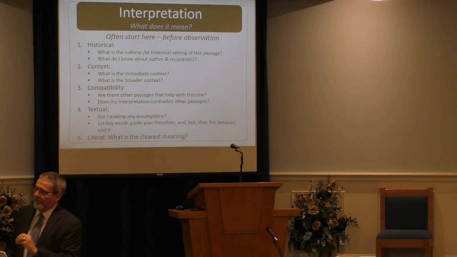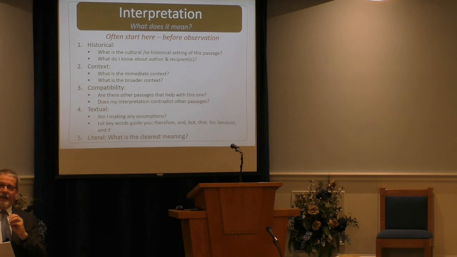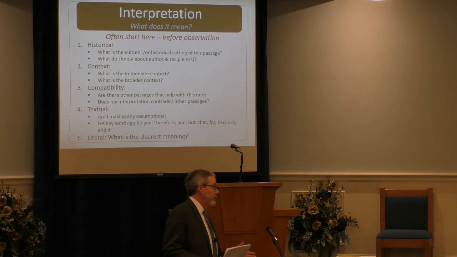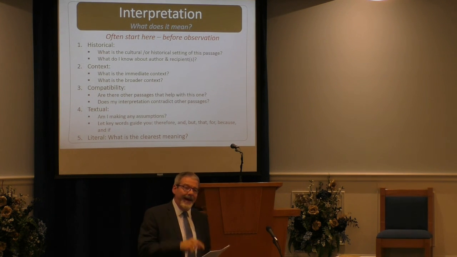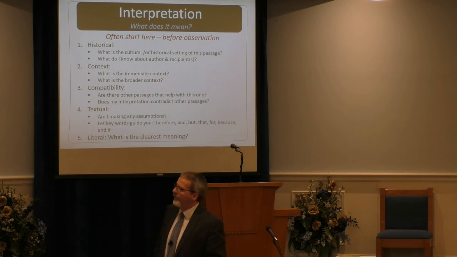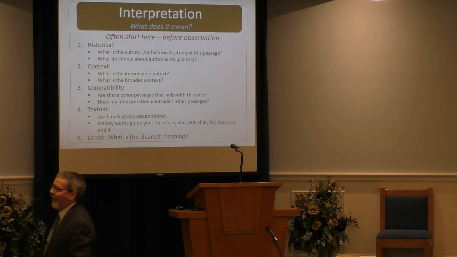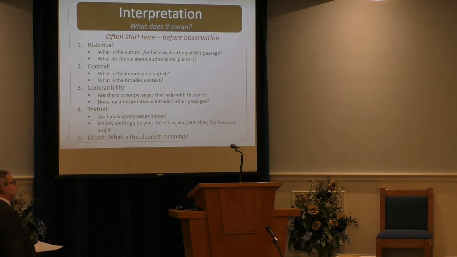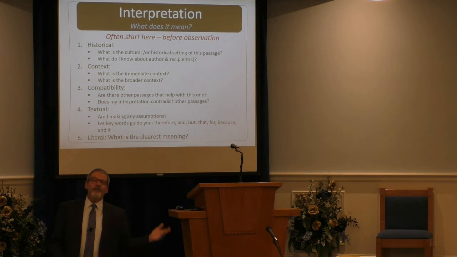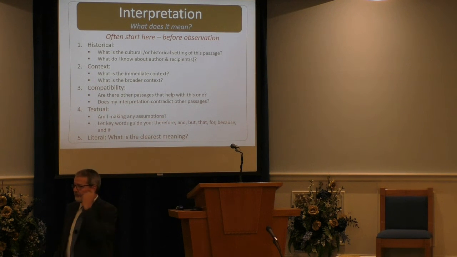If I'm trying to interpret this text, and let's just pretend I'm thinking it's talking about a Christian marrying a non-Christian, forbidding that, is that compatible or incompatible with other text? Incompatible. What do you mean? What text are we talking about? Whatever this relationship is in this context, you're to come out and be separate from that.